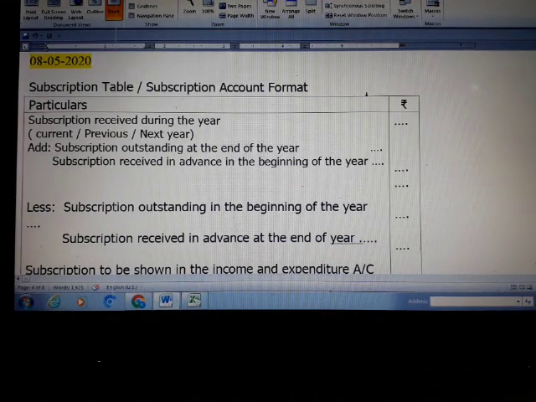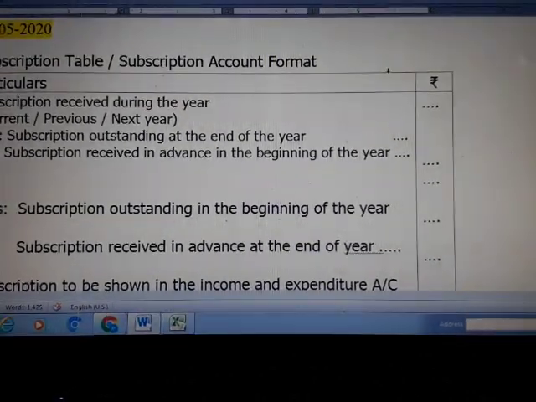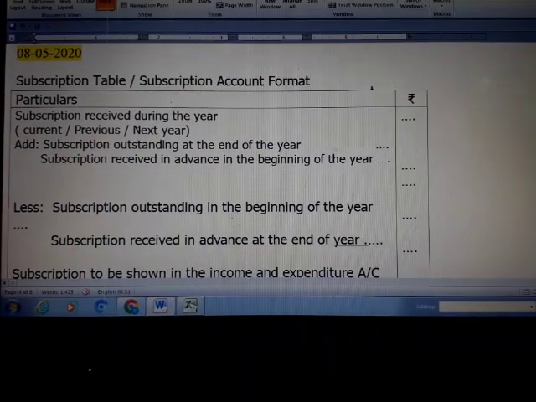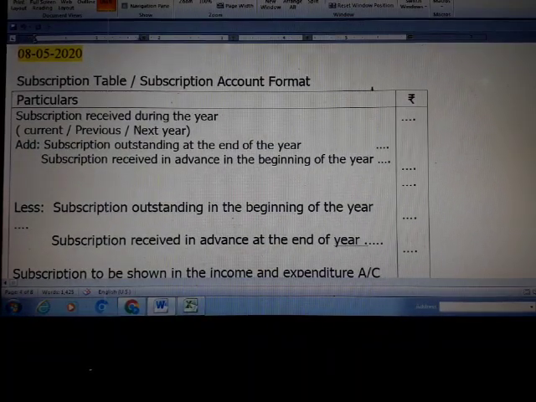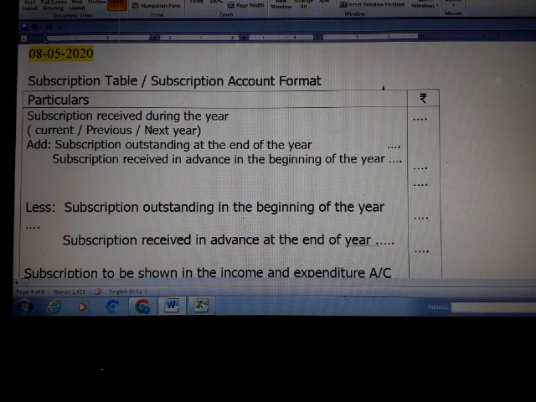That means either the complete amount of subscription, or a portion of the complete amount, might not be received. So we will see how to frame journal entries for writing off a subscription.